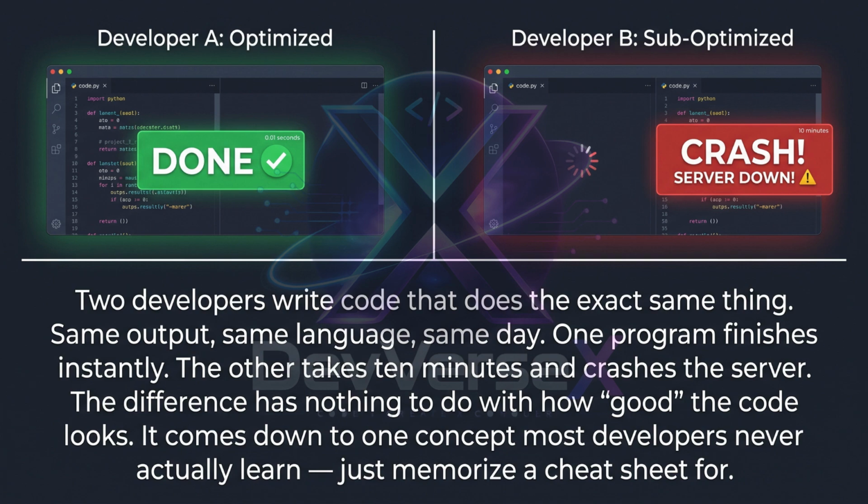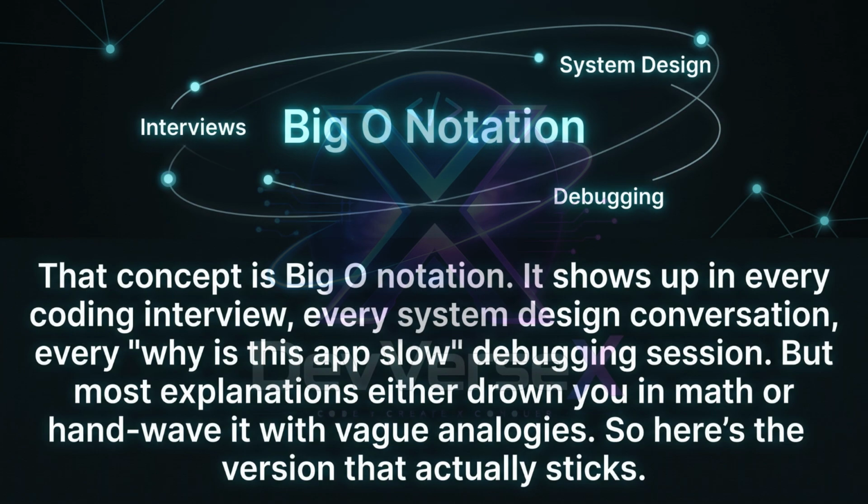Not just memorize a cheat sheet for. That concept is big O notation. It shows up in every coding interview, every system design conversation, every "why is this app slow" debugging session. But most explanations either drown you in math or hand wave it with vague analogies. So here's the version that actually sticks.